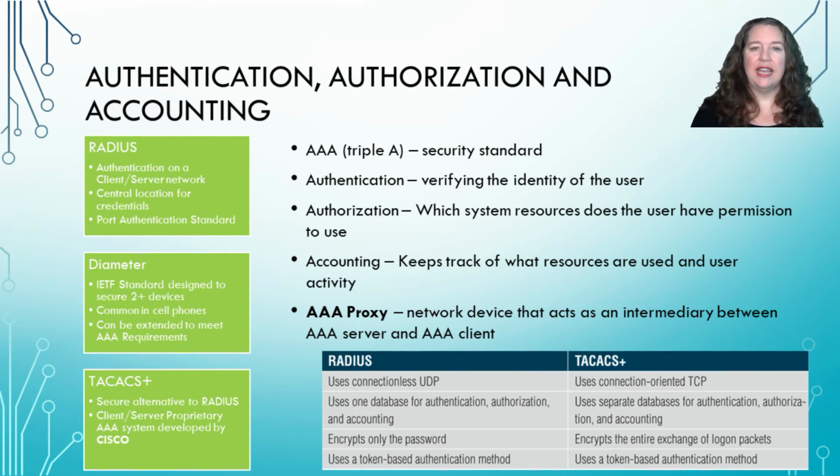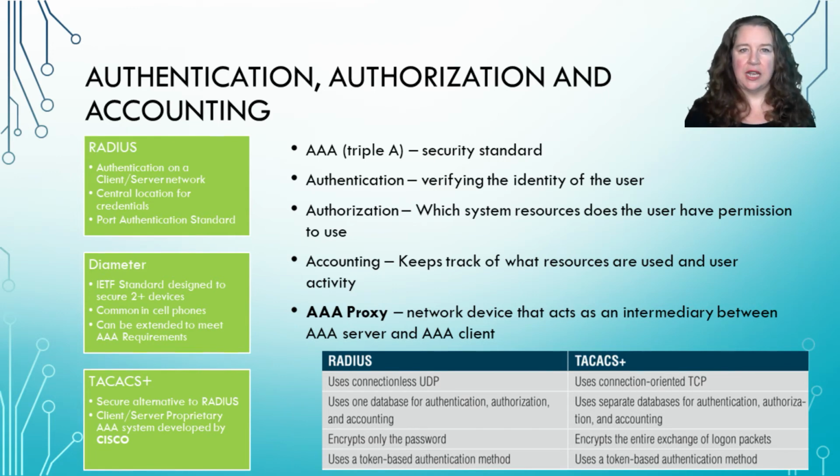Accounting, the last A, keeps track of what did you do? What resources did you use? What activity did you have while you were on? So this AAA security standard is going to be the three pieces of information that need to be controlled to make your system secure.